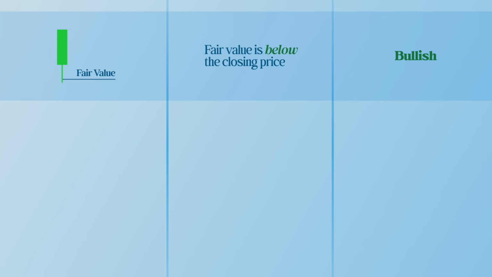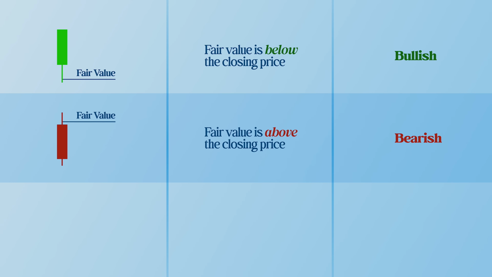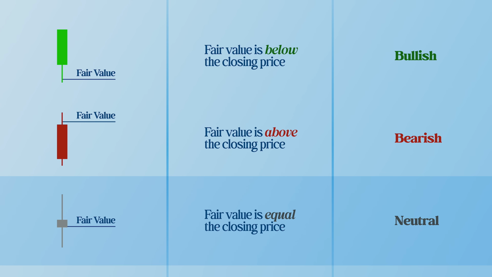So to summarize, listen to this very carefully. If a green candle is formed, if a bullish candle is formed and the fair value is underneath the closing price, that means that the stock is bullish. If a red candle forms and the fair value is above the current closing price, that means the candle is bearish. And in the third example here, we're not able to define a trend. So we'll have to look at multiple candlesticks together to understand what the current trend is.